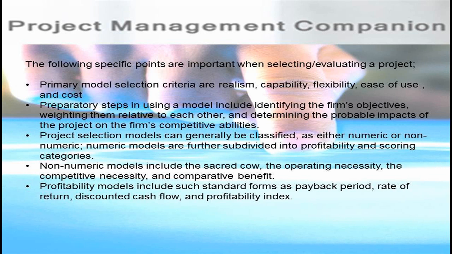Project selection models can generally be classified as either numeric or non-numeric. Numeric models are further subdivided into profitability and scoring categories. Non-numeric models include the sacred cow, the operating necessity, the competitive necessity, and comparative benefit. Profitability models include such standard forms as payback period, rate of return, discounted cash flow, and profitability index.